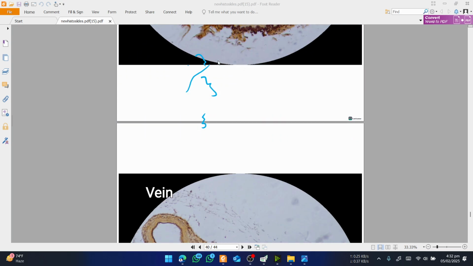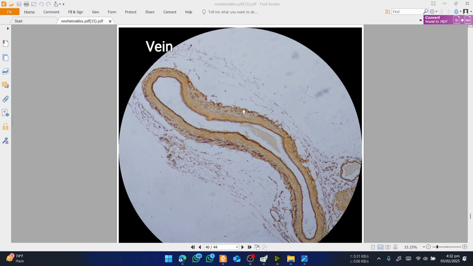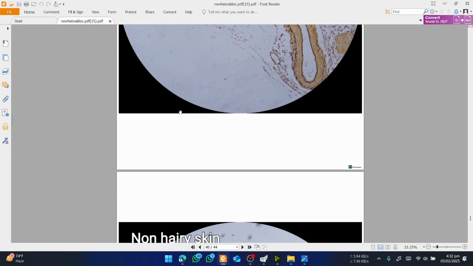And in the smallest arteries, in the veins, the lumen is usually irregular, and the adventitia component is usually larger than the muscular component, as opposed to the arteries. This is the muscular component, this is the adventitia component. You can see it more organized and larger in size as compared to the muscular component.